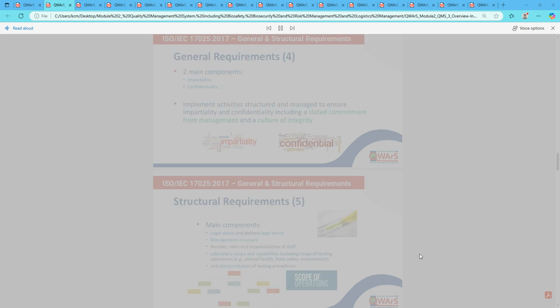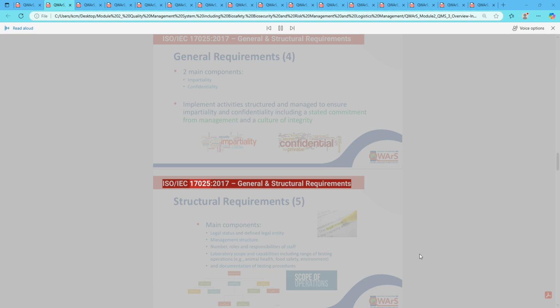ISO/IEC 17025:2017 General and Structural Requirements. General requirements 4. 2 main components: impartiality, confidentiality. Implement activities structured and managed to ensure impartiality and confidentiality, including a stated commitment from management and a culture of integrity.